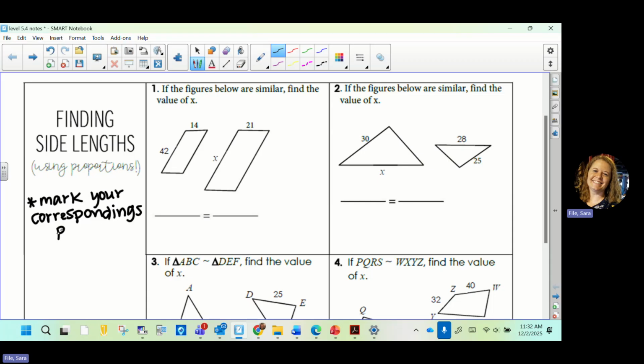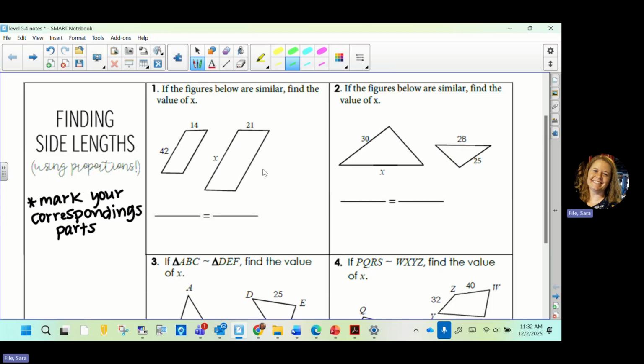So the corresponding parts. So in number 1, for example, these two are drawn in the same orientation, meaning they're drawn at the same angle. They haven't been rotated or reflected or anything like that. They're just side by side. It's just one is a dilation of the other. This one's just enlarged. Does that make sense? So it tells you that they are similar.